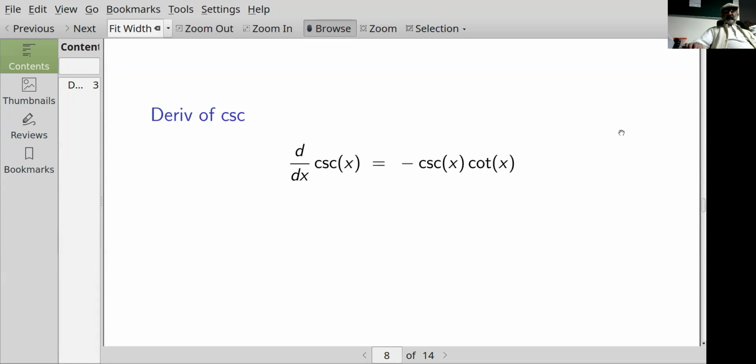As an exercise, you should now show that the derivative with respect to x of cosecant x is minus cosecant of x times cotangent of x.